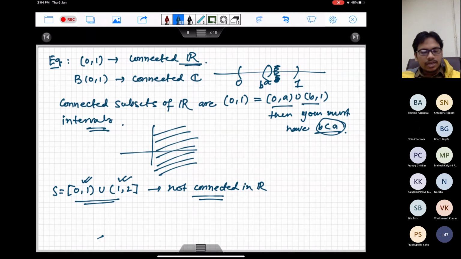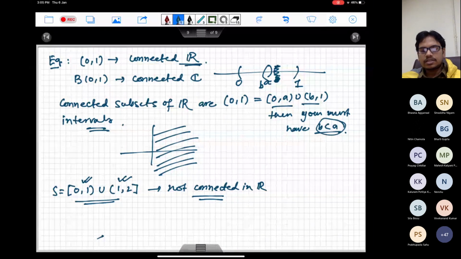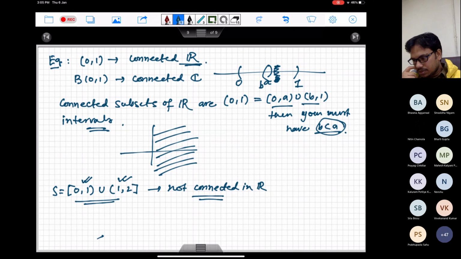In R you have this nice feature that since the only connected sets are the intervals, if you take 2 points from the interval, all the points in between are in the interval. You can reinterpret this by saying that if you take 2 points from the interval, then the line joining those 2 points is also in the interval, or in the set that you have taken.